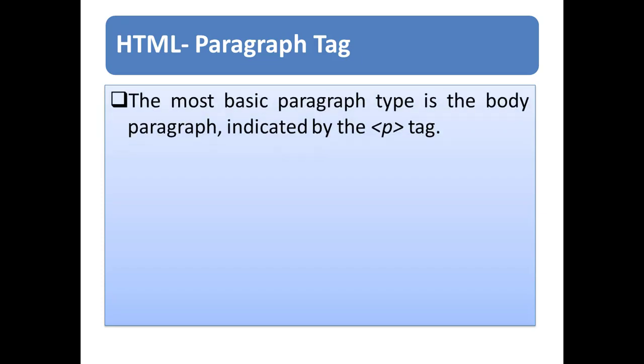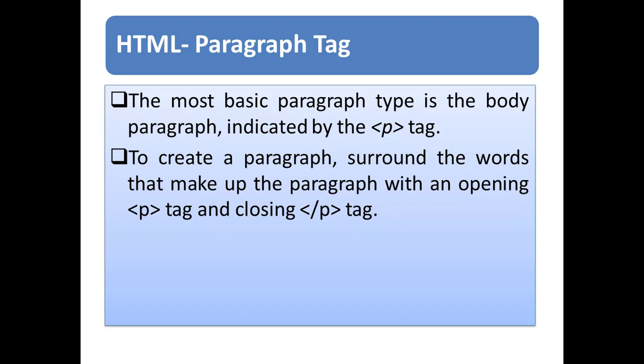The P element defines a paragraph. The most basic paragraph type is the body paragraph, indicated by the P tag. To create a paragraph, surround the words that make the paragraph with an opening and closing P tag. By default, a browser will show each paragraph on a new line with some space between it. It describes how the elements should be displayed.